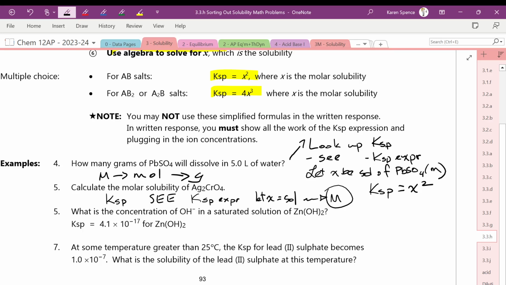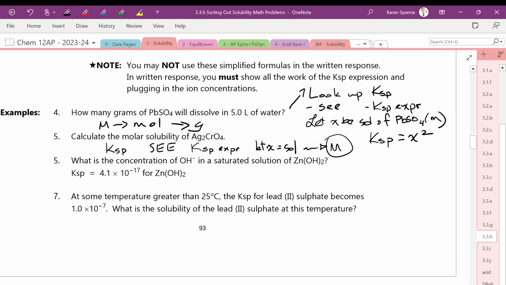If it's not specified, I would always go with molar solubility. I would assume molar solubility. You can say, what's the solubility in grams per liter? But you would say solubility in grams per liter. Molar solubility specifically is moles per liter.